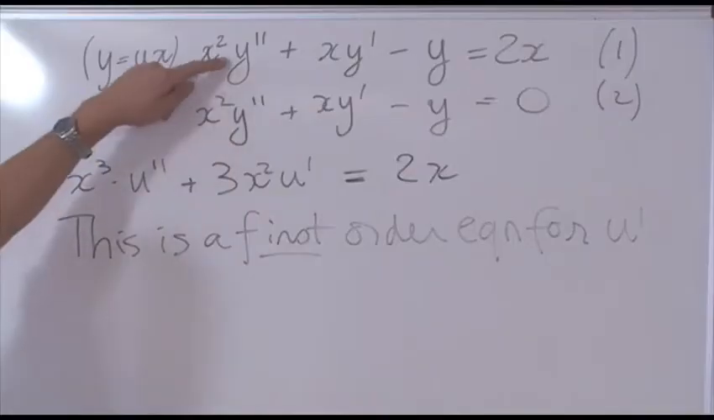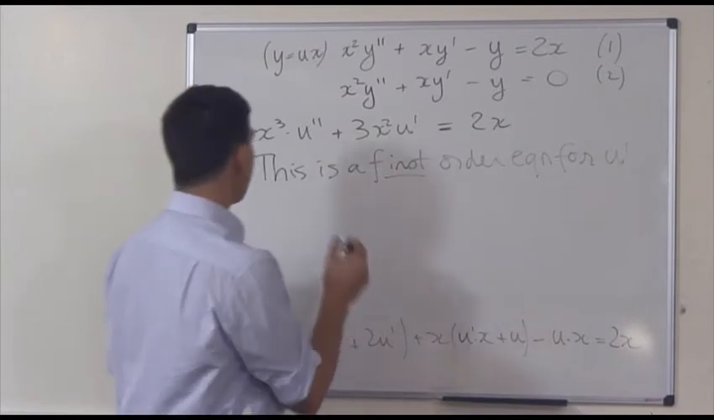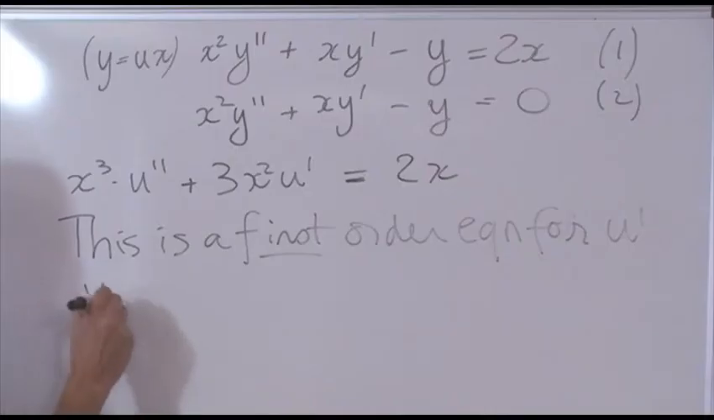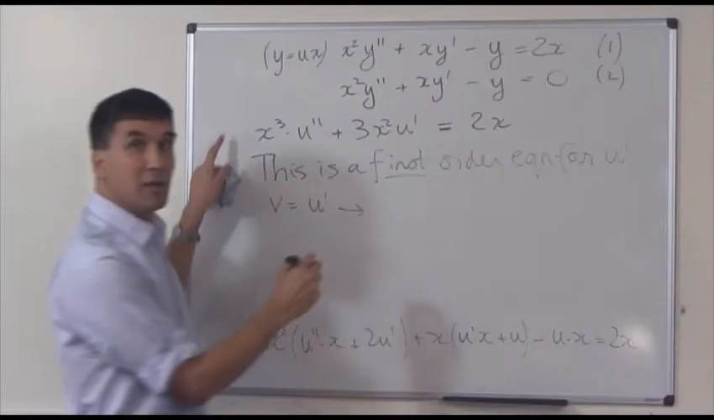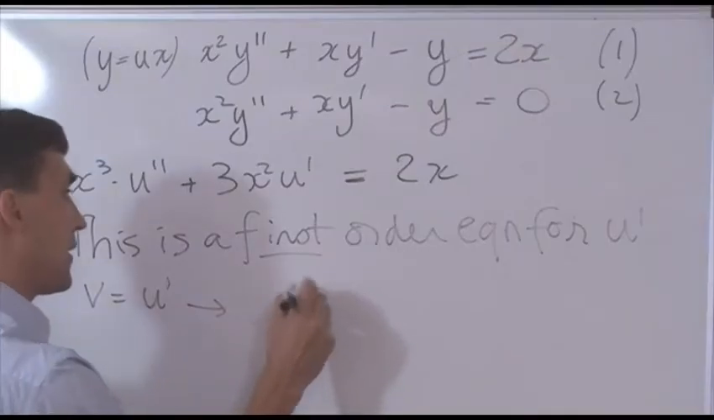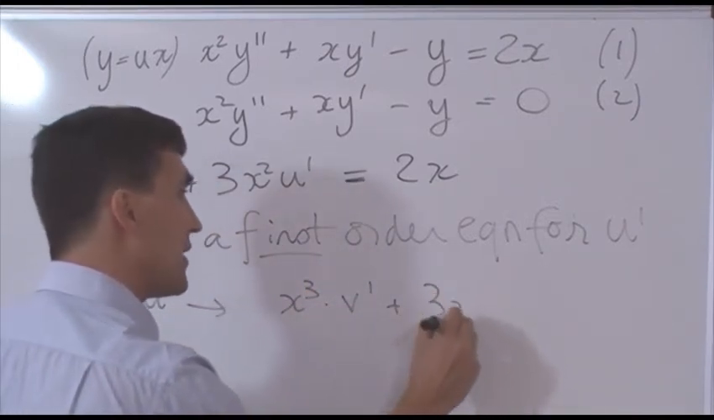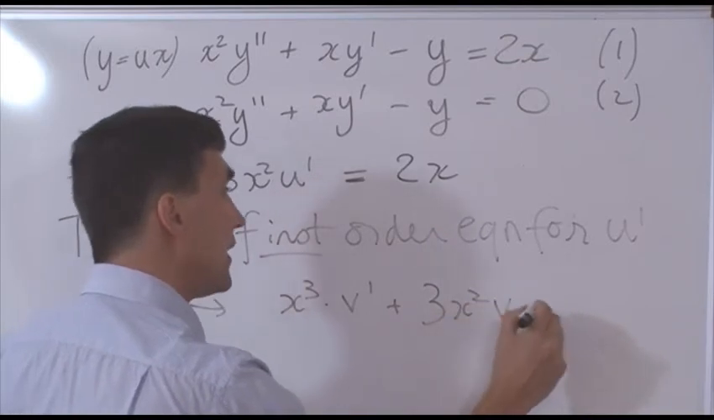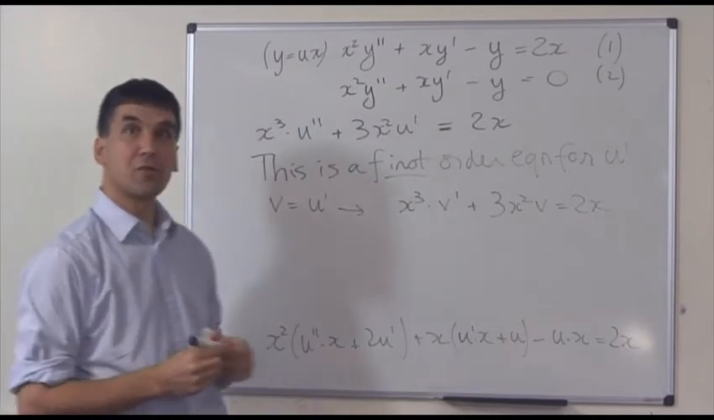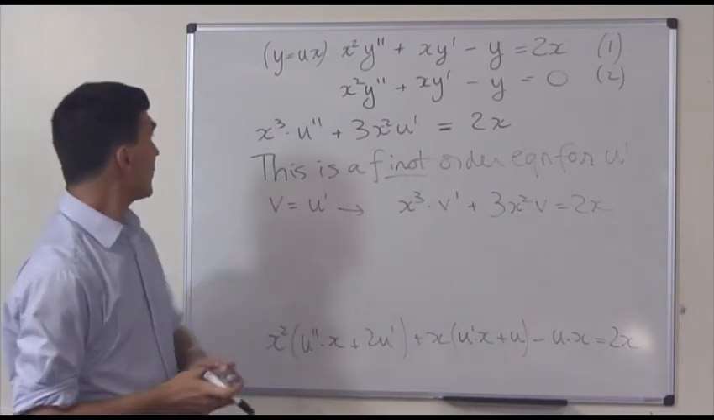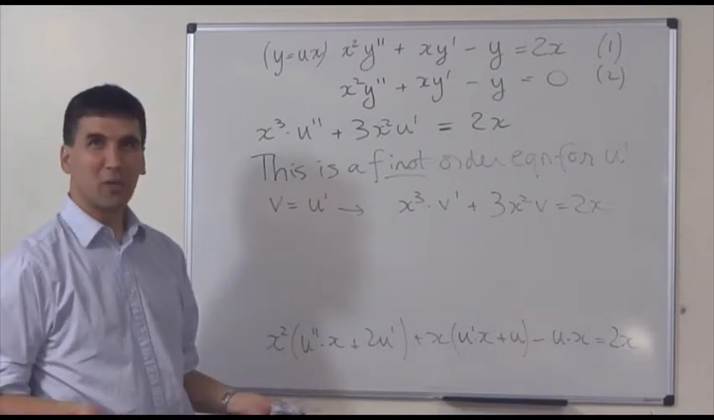We started with a second order equation for y, and we're now down to a first order equation for u prime. So let's give u prime its own name. Let's call v to be equal to u prime. And so our equation here is x cubed times v prime plus 3x squared times v is equal to 2x. Okay, our first order equation for v, which is u prime. We now have to solve that equation.